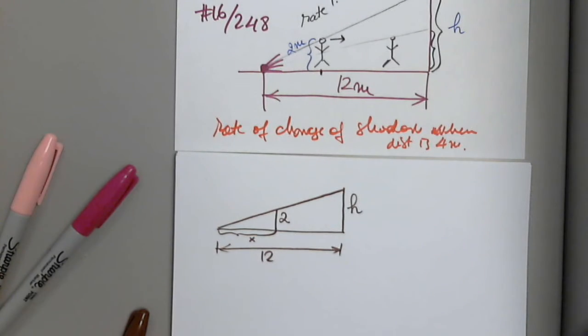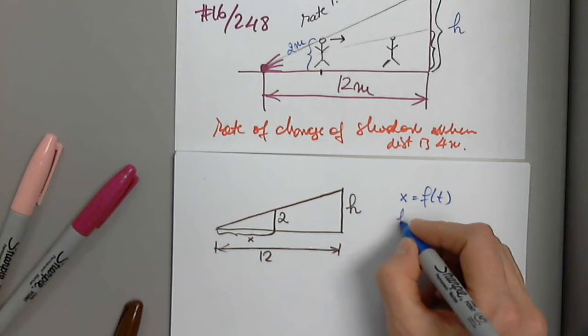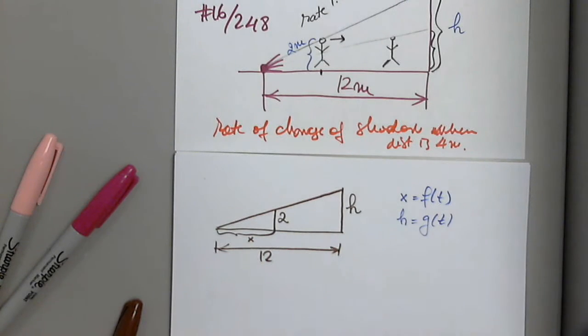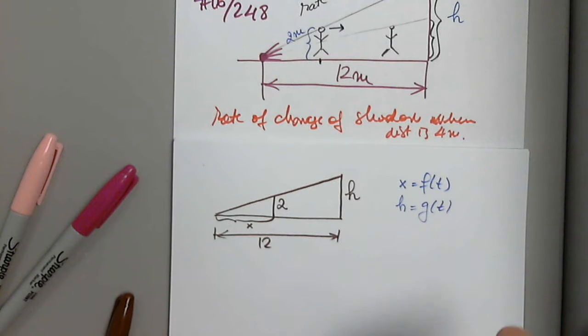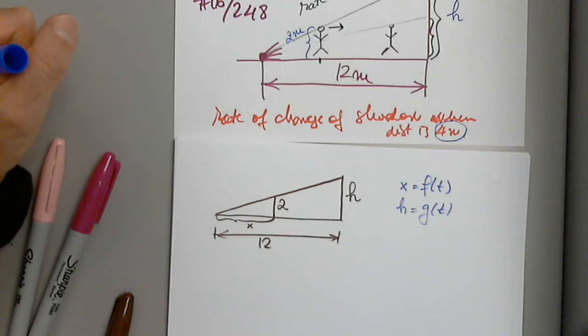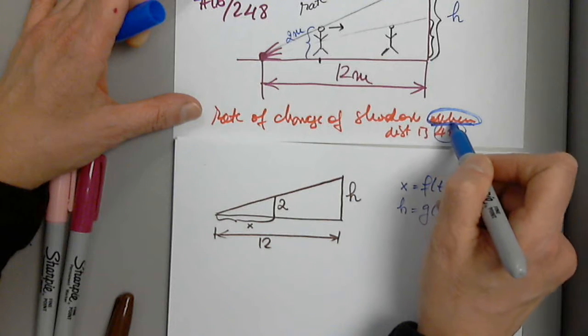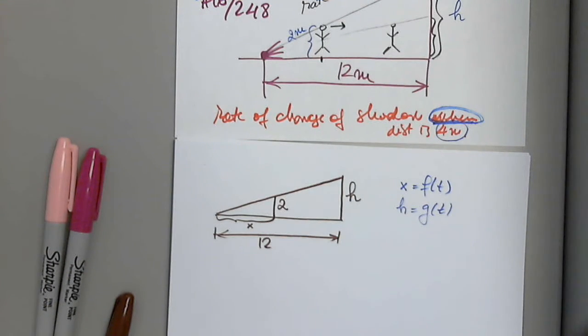So I know now that x is a function of time, f, let's say. I know h is another function of time, g of t. And I have to determine a relationship between them. Notice that this distance does not come into play. Everything that comes after the word when in any of these problems has to be disregarded till the very end of the problem. How come? Because if I don't have the function and I don't have the derivative, I cannot plug in 4 meters in anything. I don't have the relationship yet.